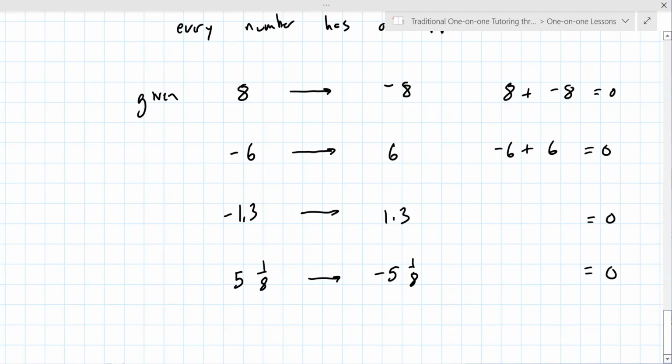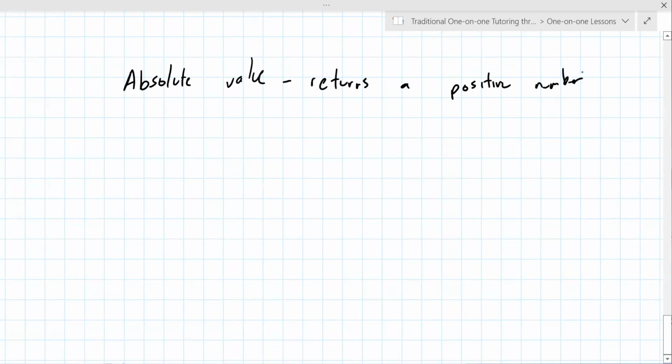Now, moving past that, this idea of absolute value. It is the distance from 0. That's maybe not always helpful. It always returns a positive number. There's a little exception here, but the absolute value of 3 is 3. The absolute value of -3 is also 3. It always returns a positive.